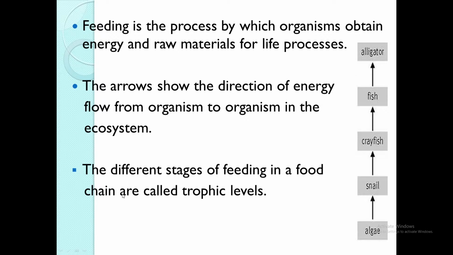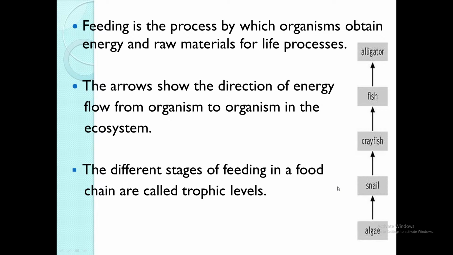The third pointer, the different stages of feeding in a food chain are called trophic levels. So trophic levels, that is the different stages. When I draw a food chain, the one that is on the screen, for example, it would have one, two, three, four, five different trophic levels. So what is known as the trophic levels is how many organisms are within that food chain.